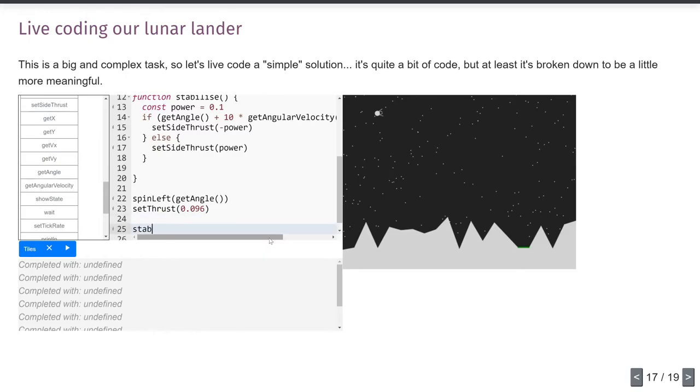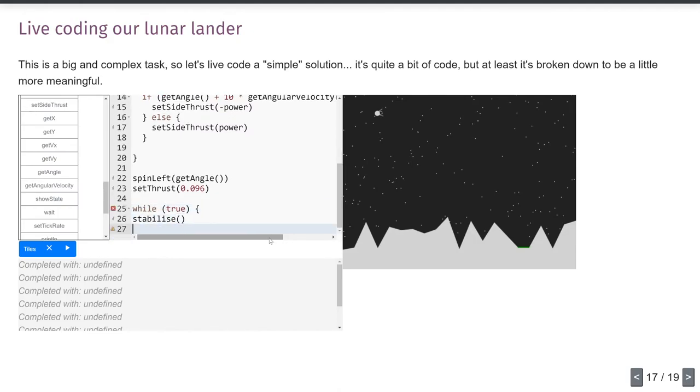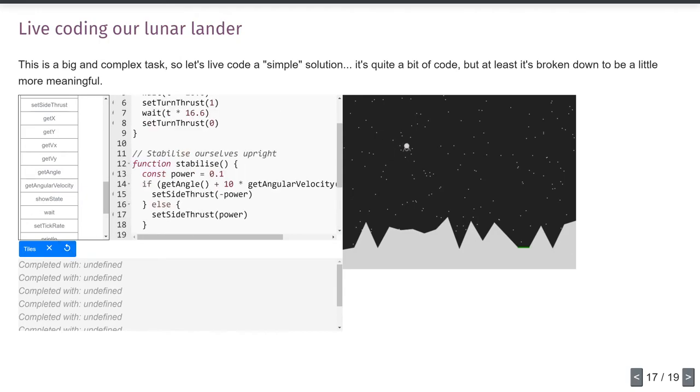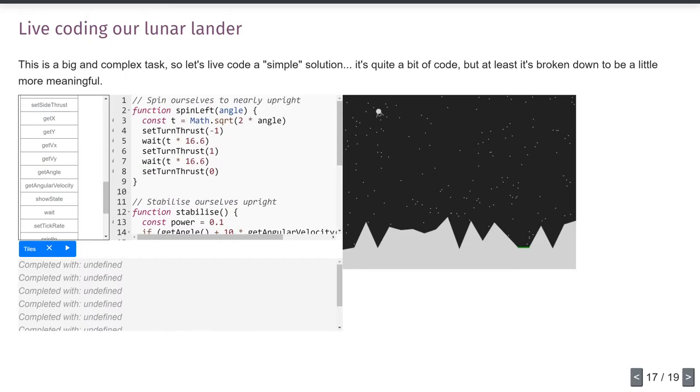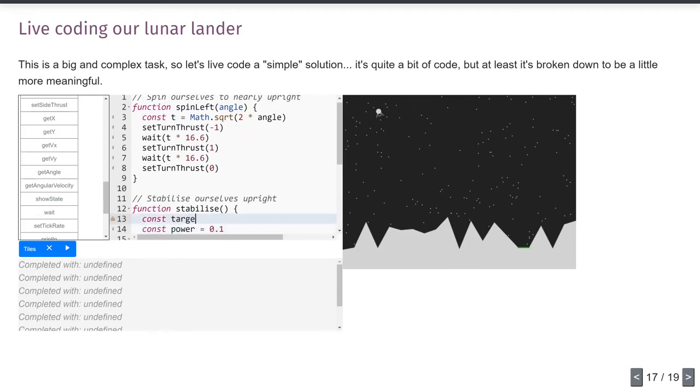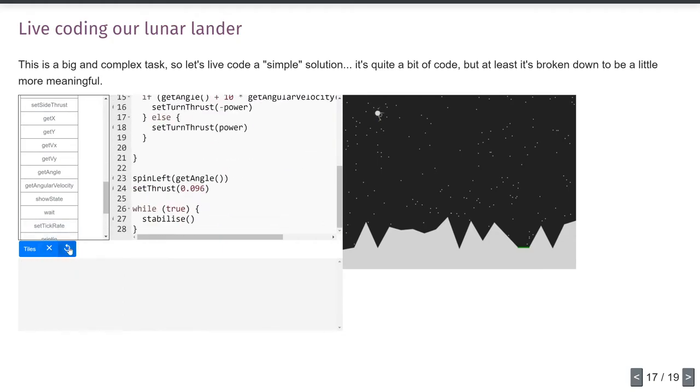Let me spin left, turn the thruster on a little bit, and go, well, let's just go while true, stabilize, and see if we can manage to then get ourselves a little bit upright and hovering. And that seems not to be quite working, is it? Okay, so, oh, there we go. That's my problem. I'm still adjusting the side thrust, whereas I need to adjust the turn thrust. And in this case, I haven't said what the target is, but my target, if I'm trying to stabilize myself upright, is to get that angle to zero. All right, clear that, and let's try and run that now.